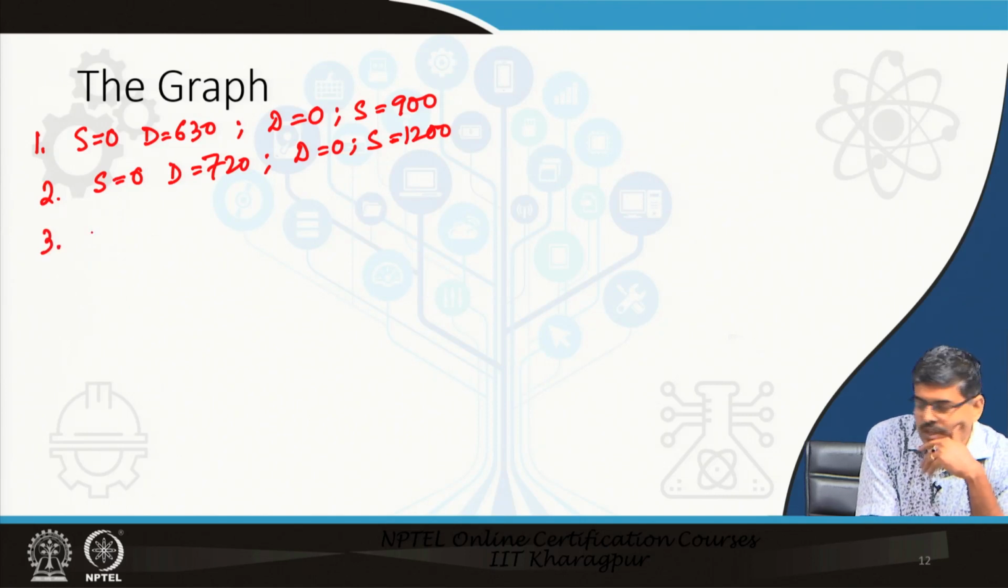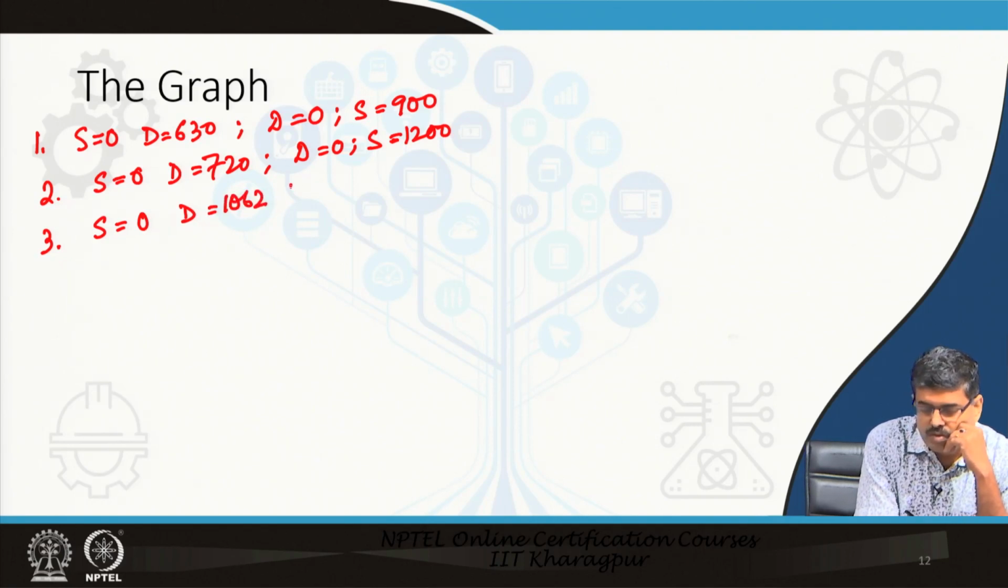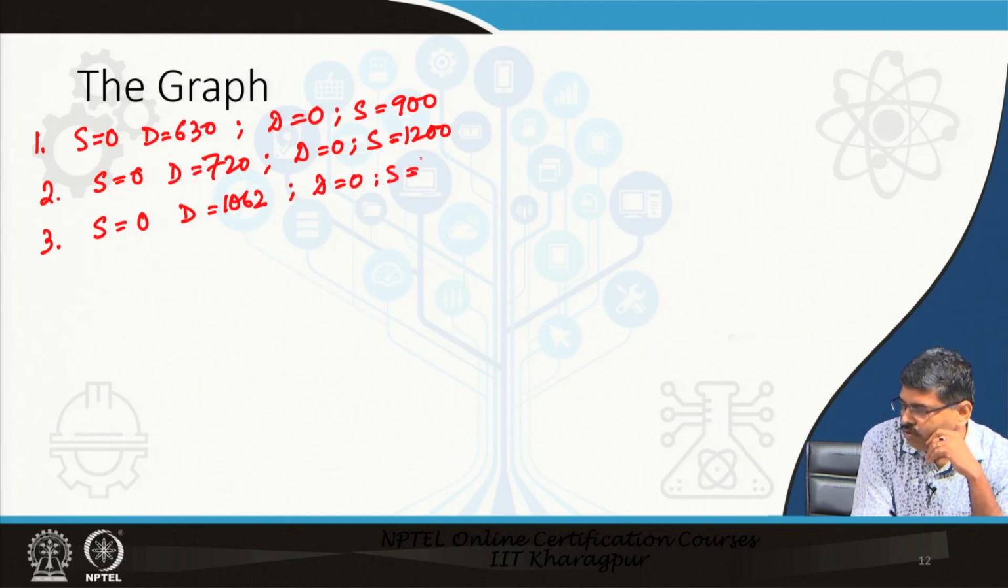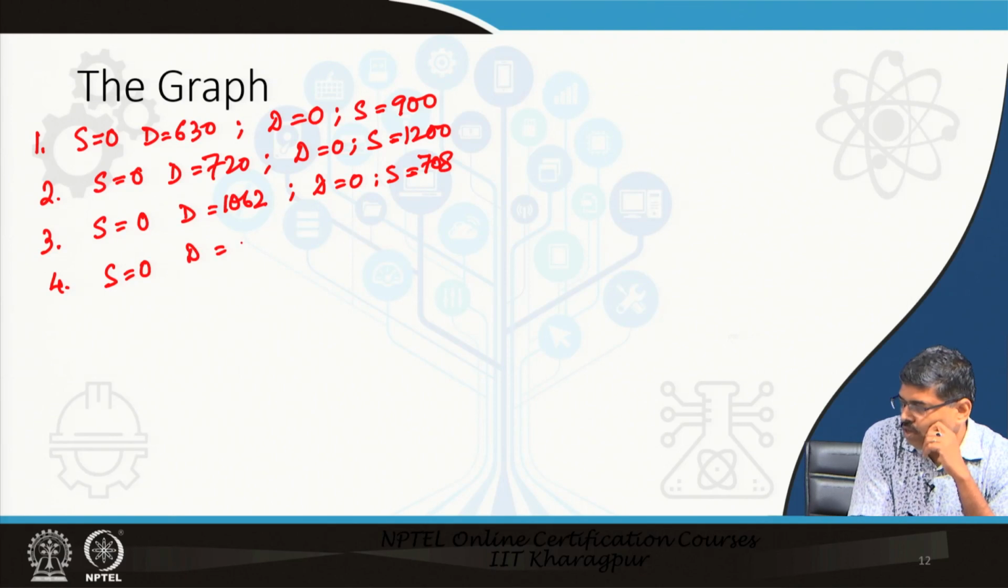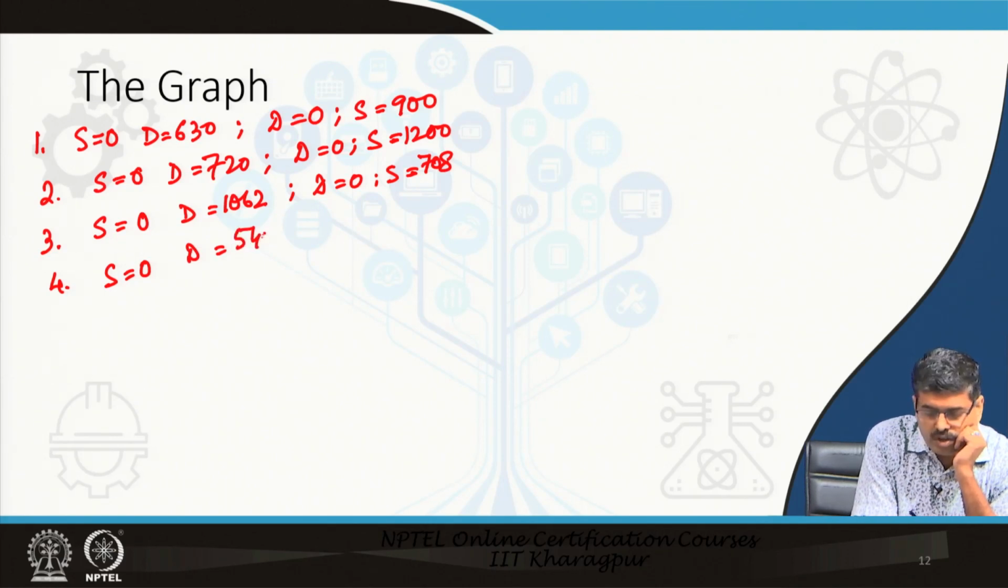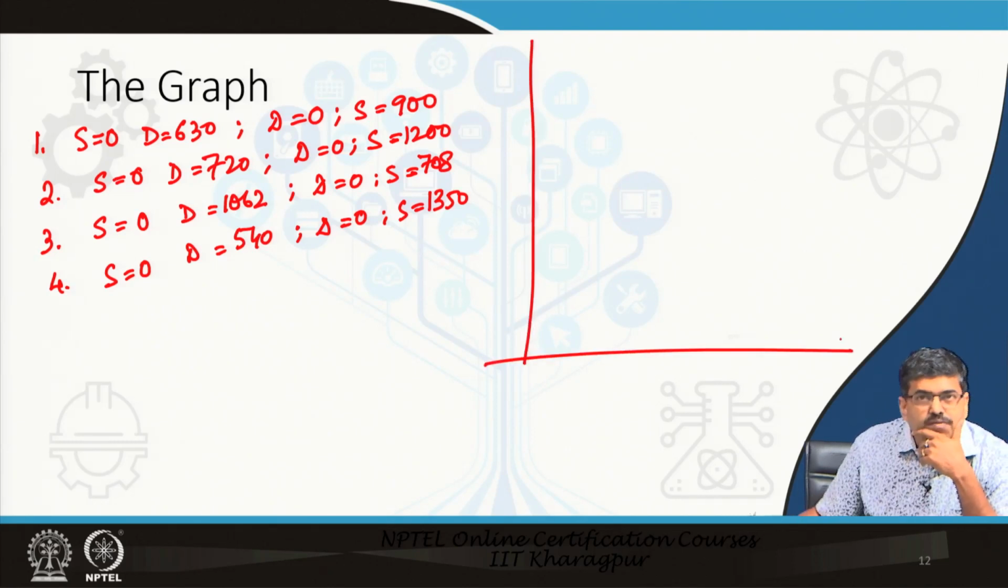Okay. Now, for the third constraint we get S is equal to 0, D is equal to 1062, D is equal to 0, S is equal to 708. For 4 we get S is equal to 0, D is equal to 540, D is equal to 0, S is equal to 1350, right. Now, let us draw a graph.